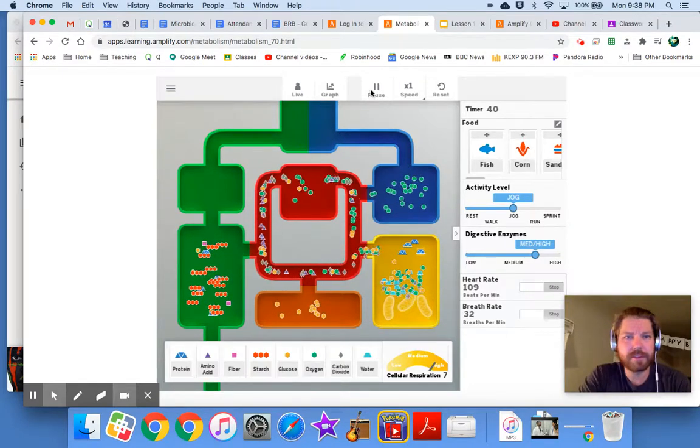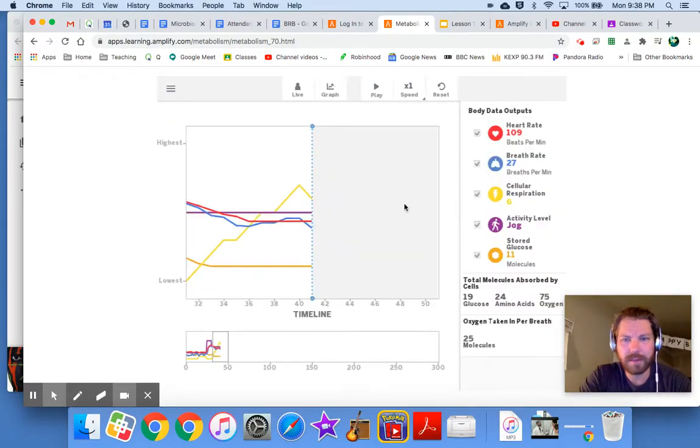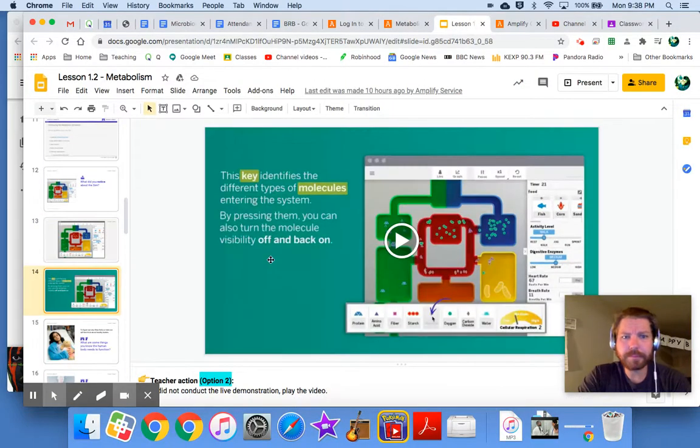Okay, interesting. So there's a lot of different things I can do here. I can hit pause. What's my graph? Oh, look at this. My graph shows molecules absorbed by cells. I have no idea what that means. Okay, oxygen. I know oxygen, right? So there's all sorts of things that you can do here. The key down at the bottom identifies all these different molecules, all these different colorful things. Those are all different molecules. And you can turn each molecule off and on if you only want to focus on one and follow its progress throughout the simulation, which you will be asked to do at certain points.